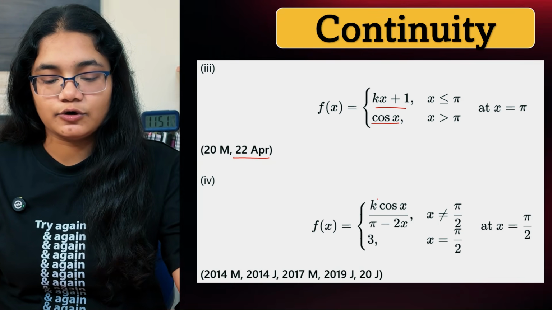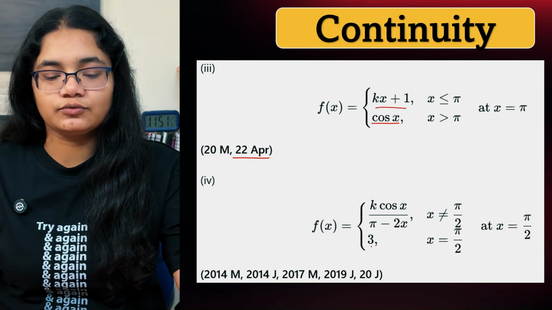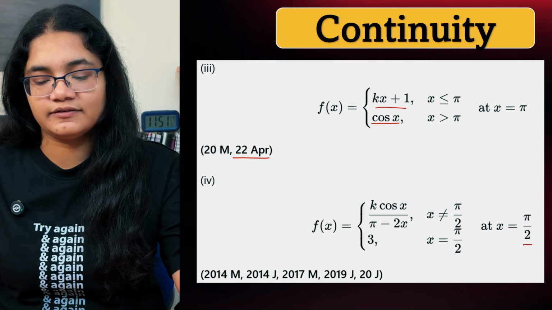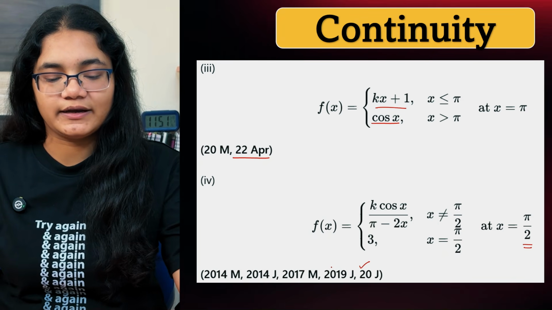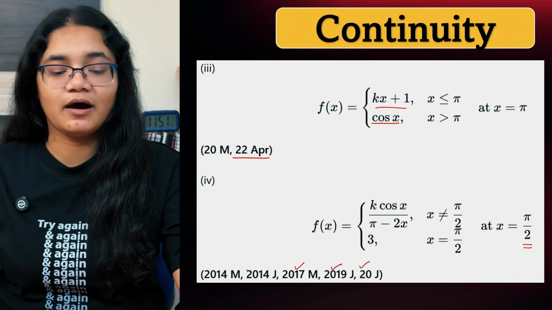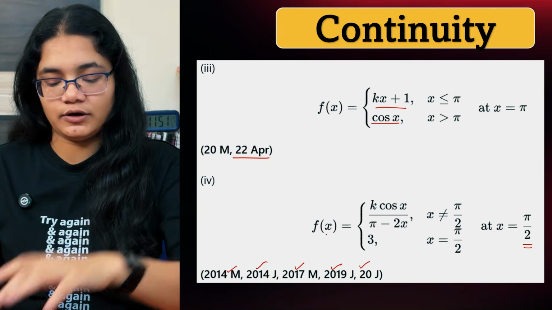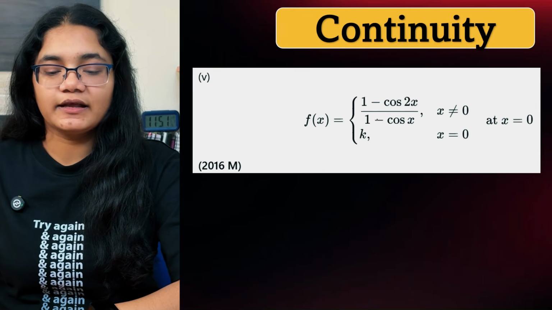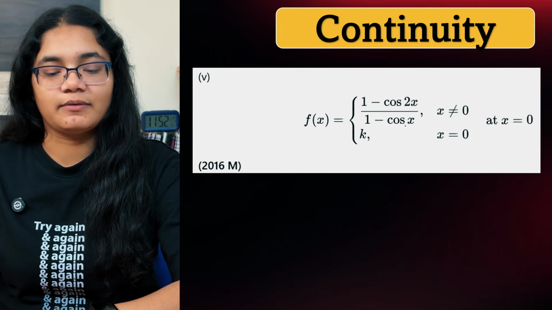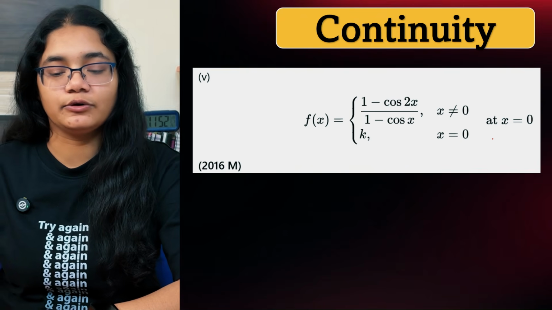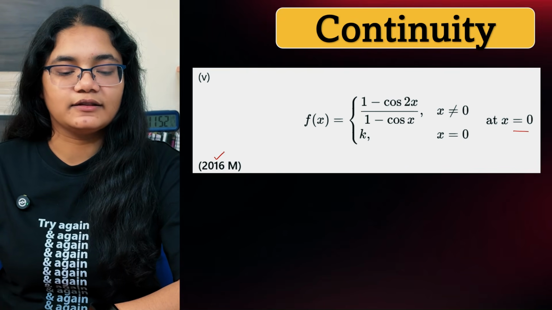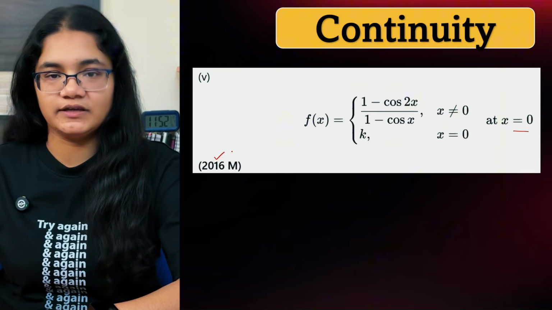Next is f(x) is equal to k cos x divided by pi minus 2x, and 3, and the value here is pi by 2. This question was asked in July 2019, March 2017, March 2014 and July 2014. So very important question, please practice it thoroughly. Next question is 1 minus cos 2x divided by 1 minus cos x, and k. You have to find the continuity at point 0. This question was also a previous year question.